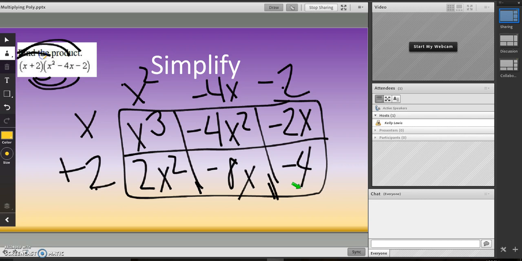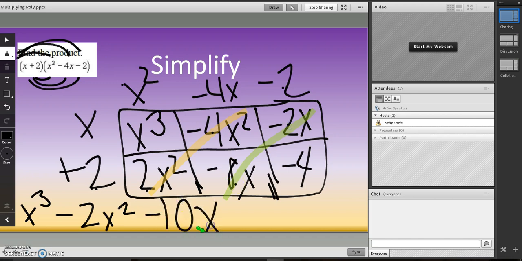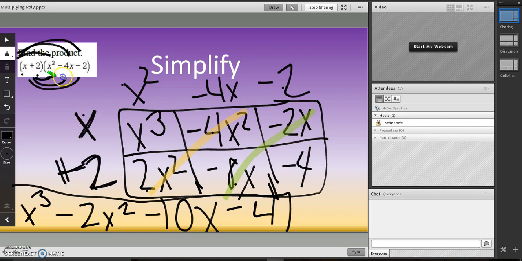All right, remember we talked about the like terms are going to be on the diagonals. So we have x cubed. Then we have a negative 4x squared and a positive 2x squared, so we have a negative 2x squared. We have a negative 2x and a negative 8x, so it's a negative 10x, and then a negative 4. Okay, so I did x plus 2 on this side, and then I did this long guy up here at the top, and then I did it kind of like a multiplication thing. Then your like terms are on the diagonals, and I added like terms.